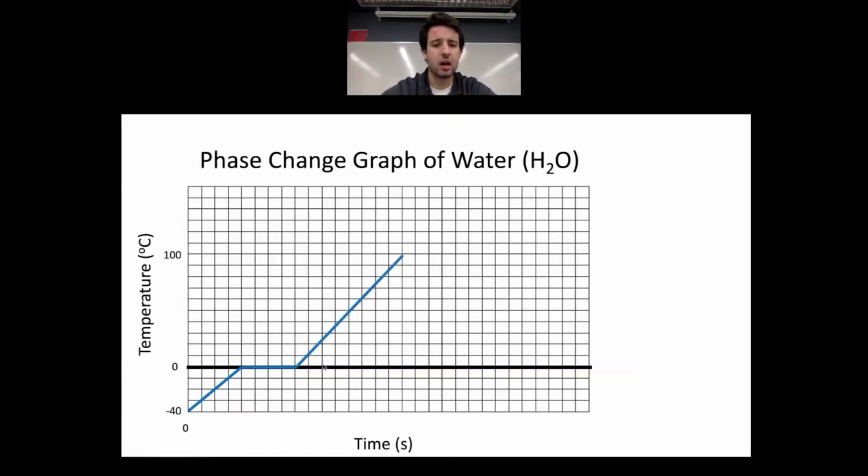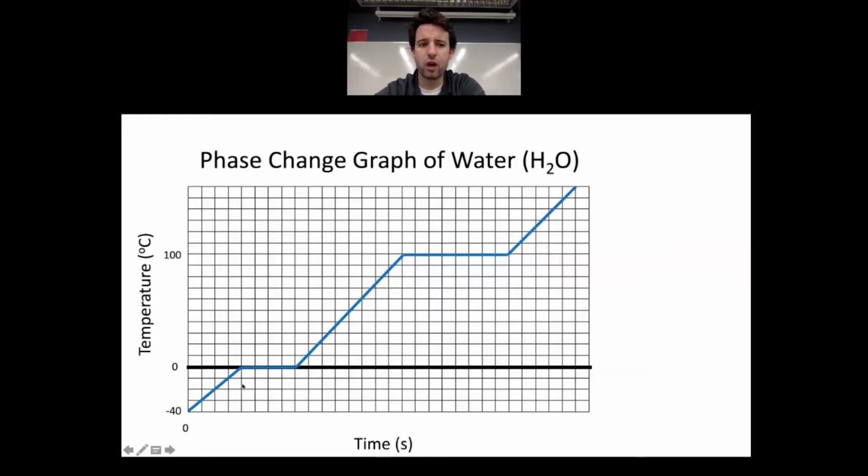And then after 0 degrees, it starts increasing again until it gets to about 100. And then at 100, again, it kind of flatlines for a period of time. So heat's still being added, but the temperature isn't changing for a long period of time. And then after a longer period of time, the temperature of the water starts to increase again.